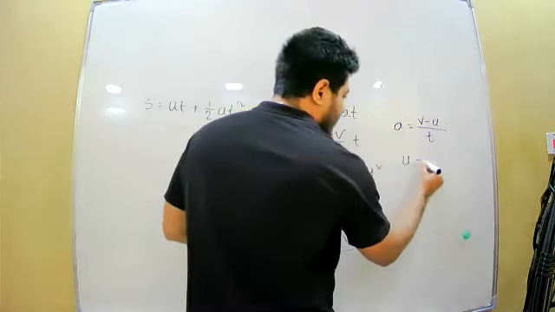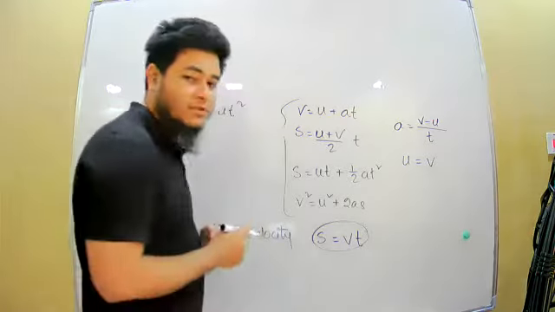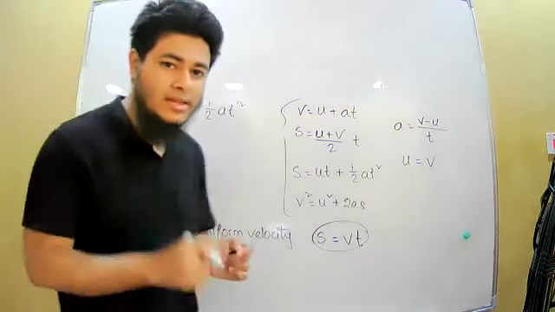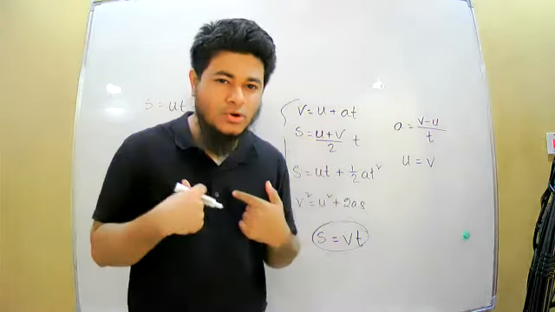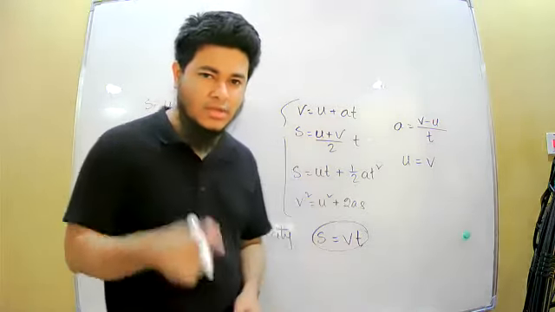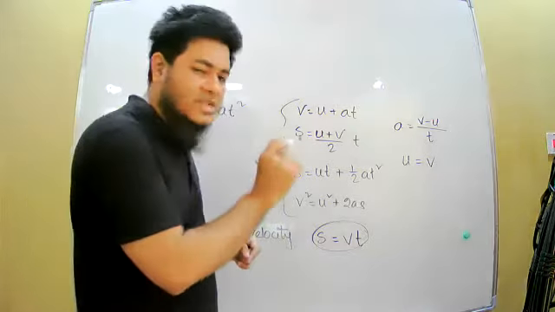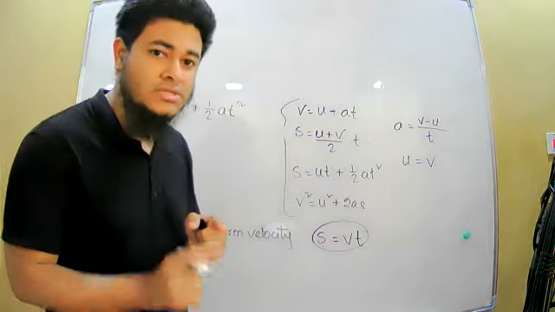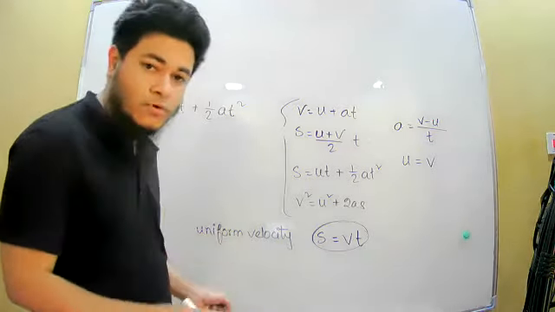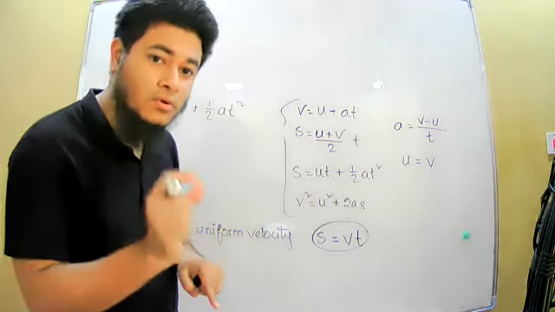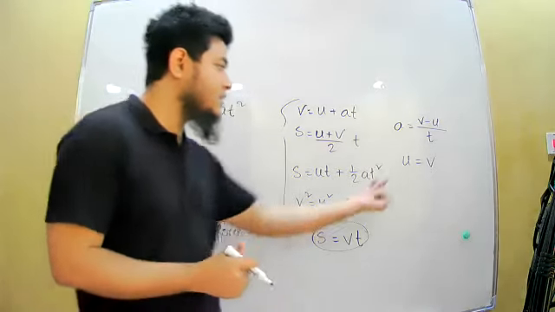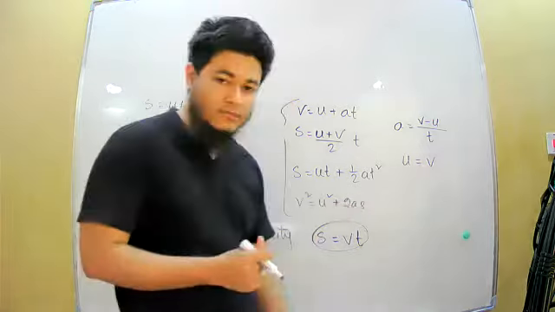So if the initial velocity and the final velocity are the same, that means the velocity is not changing. I'm repeating the same words again and again so that it gets into your brain. So the initial velocity will be equal to the final velocity when the velocity is not changing, or we can say the velocity is uniform, or constant. It will be mentioned in the question. For such cases, we can consider the initial velocity equal to the final velocity.